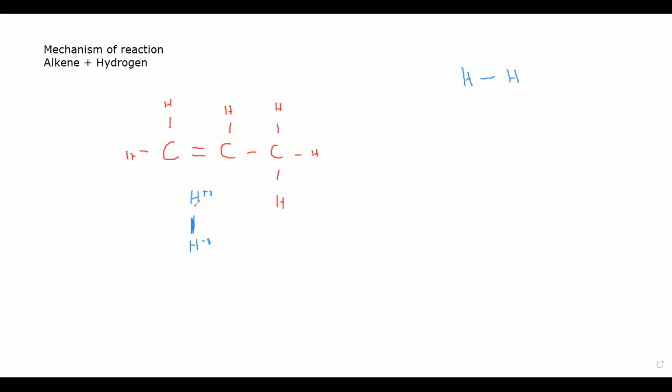And what happened? The part which becomes partial positive is attracted towards the electron rich side. I'll use another color so you can identify the attraction. So the hydrogen which is partial positive is attracted towards the electron rich side, and the hydrogen which had a partial negative takes both of the electrons. So when this hydrogen takes both of the electrons, then what happened? In the second stage, the double bond will break.